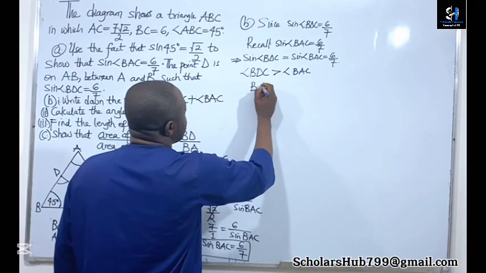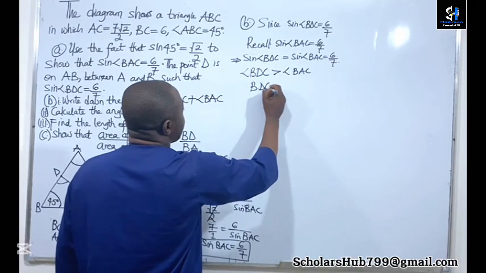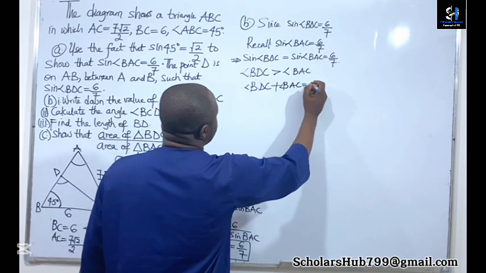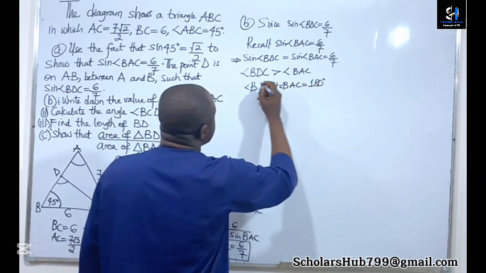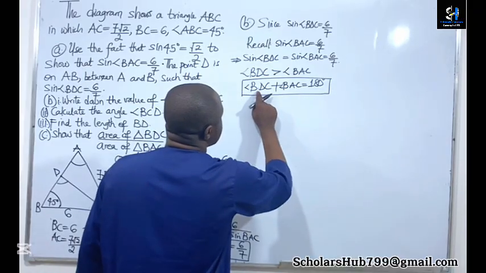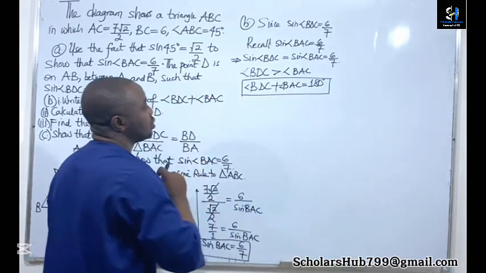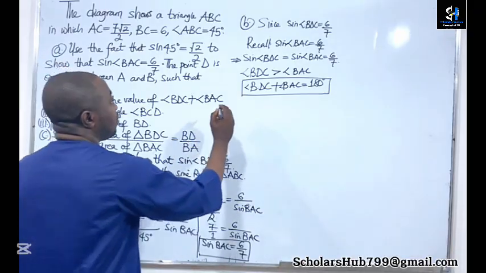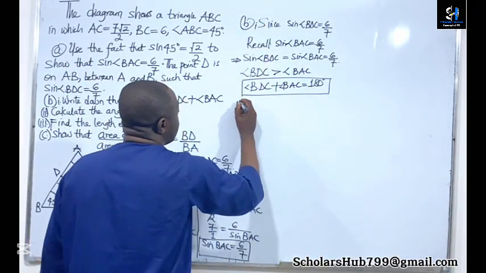So which means that angle BDC plus angle BAC will be equal to 180 degrees. And that is because we know that this angle and this angle are supplementary angles. That's another reason. All right, so that's for B, Roman numeral 1.